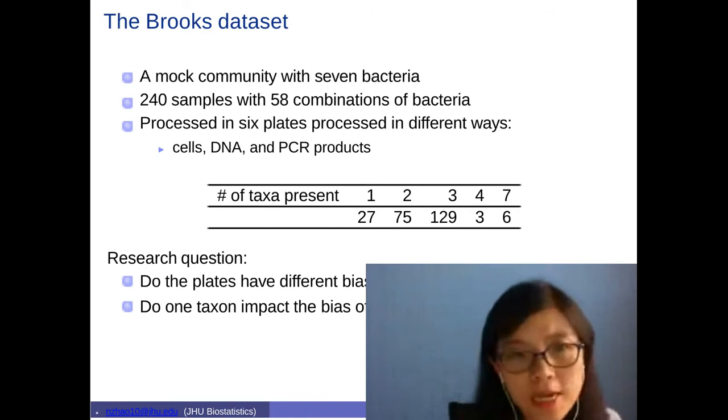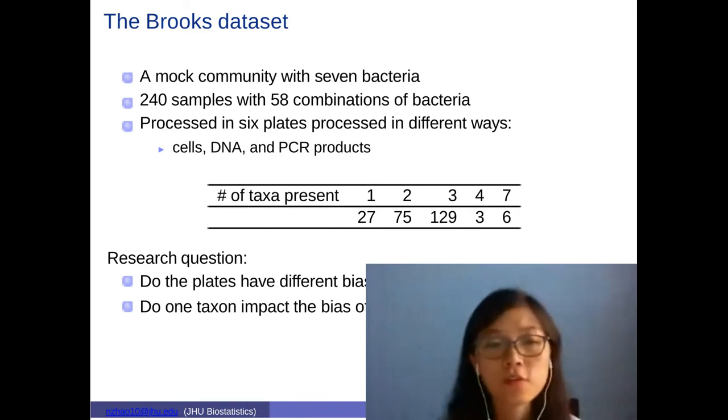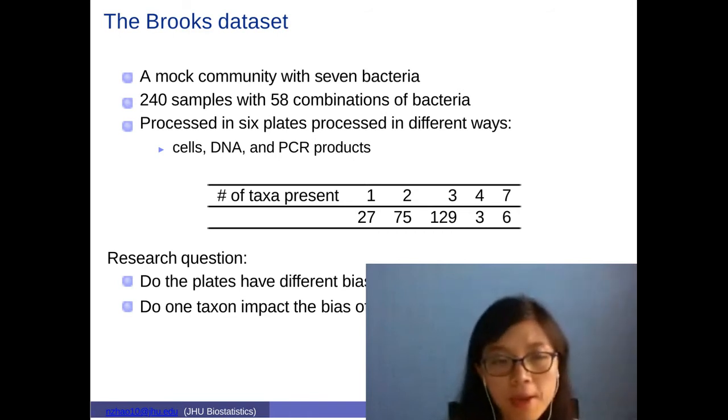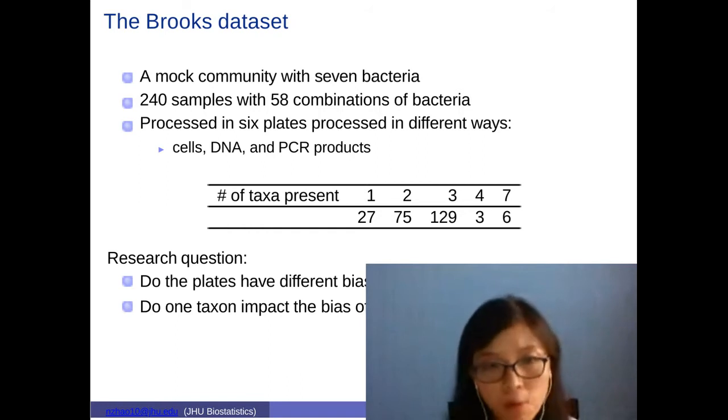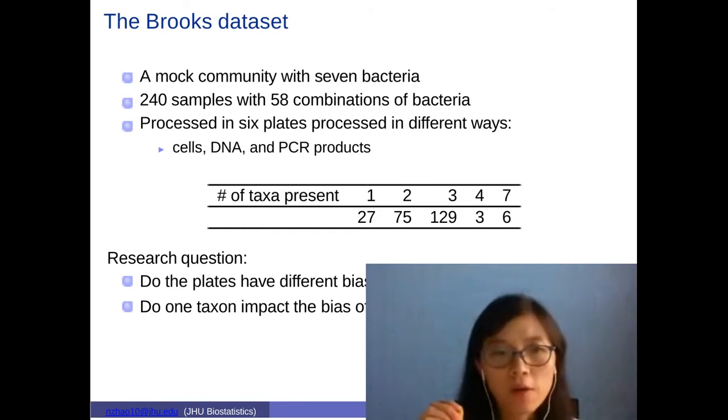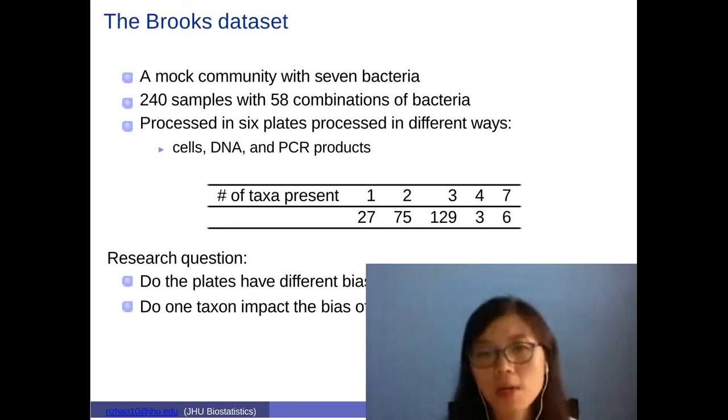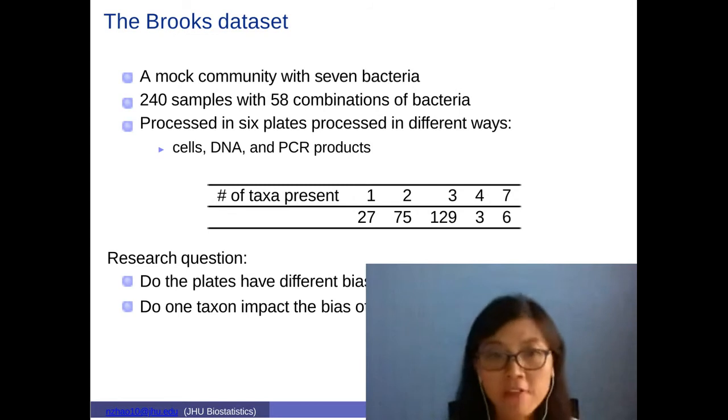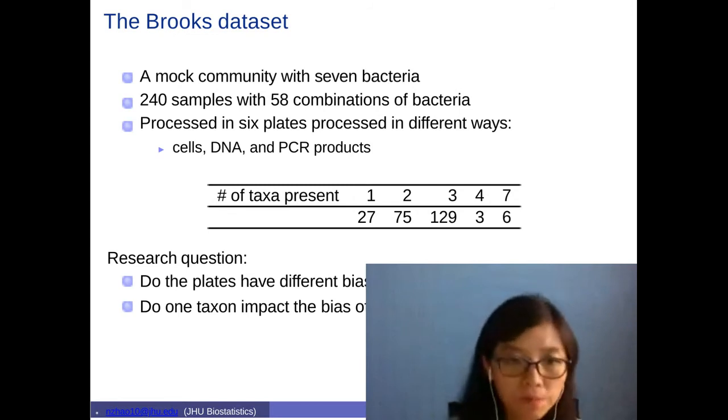The samples were processed in 6 plates through 3 different ways, which we name cells, DNA, and PCR product. This is the product from which the samples were processed. And the little table tells how many of the samples have only 1 taxon, how many samples have 2 taxa, and how many samples have all 7 of the taxons in the sample.